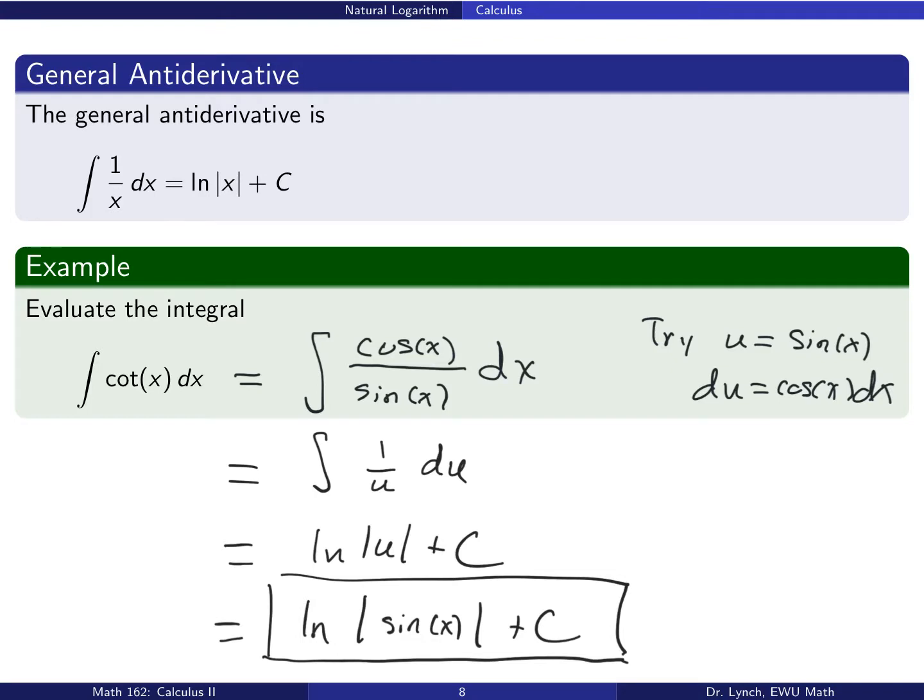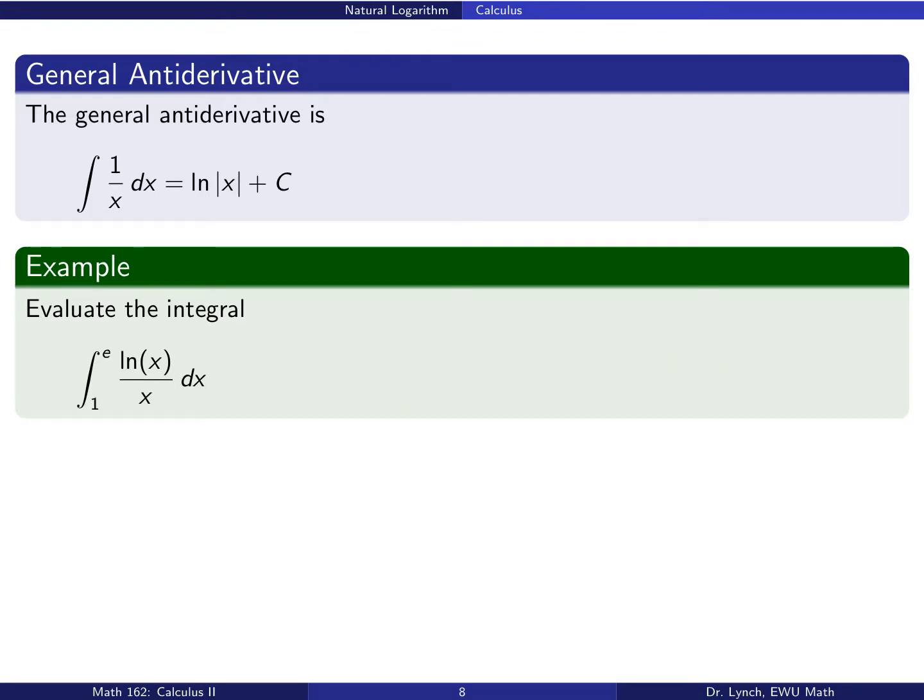Let's do another example. Let's evaluate the definite integral of the natural log of x over x from 1 to e. Again, here's something that doesn't exactly look like our antiderivative rule. However, we can use a u substitution to simplify. So look for a function and its derivative. In this case, we see the function natural log of x has derivative 1 over x.